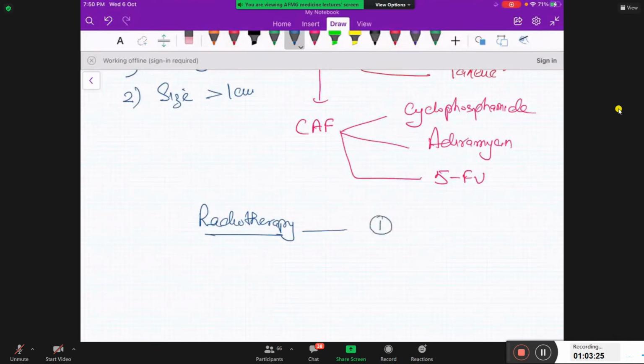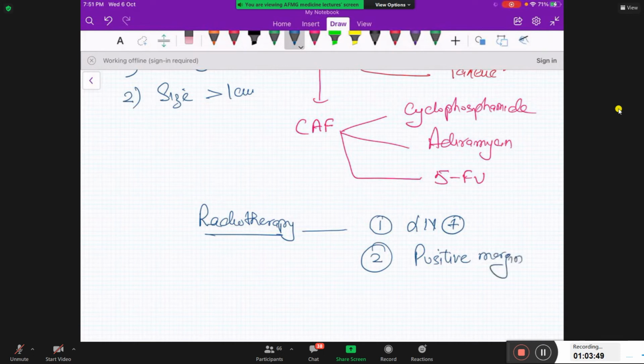The indications of radiotherapy are: first, once the lymph node is positive, even a single positive lymph node, the latest guideline says you have to give radiotherapy. Second, when you have a positive margin. These are the two indications of giving radiotherapy.